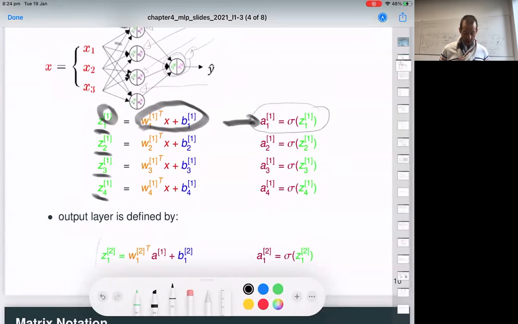This one is computed by the linear combination of the four outputs from the activation function on the first four neurons, plus a bias, and you get Z1,2, because it's the second layer, which is just the output layer. Then you apply the activation function to this Z1,2.